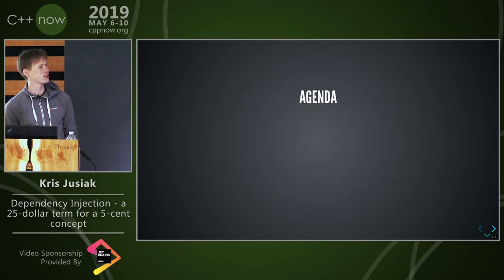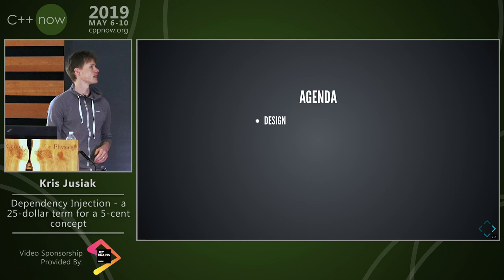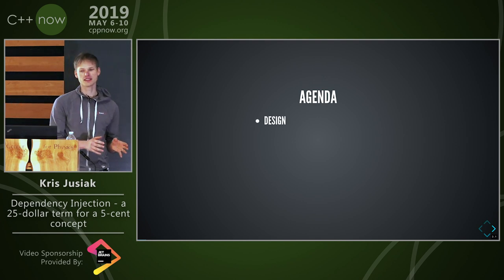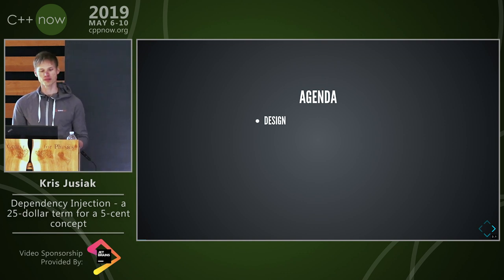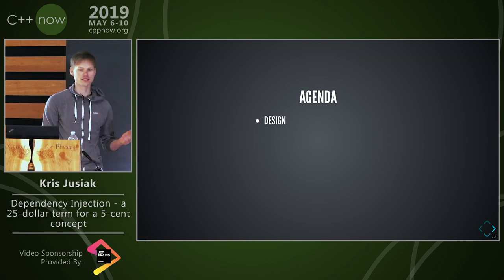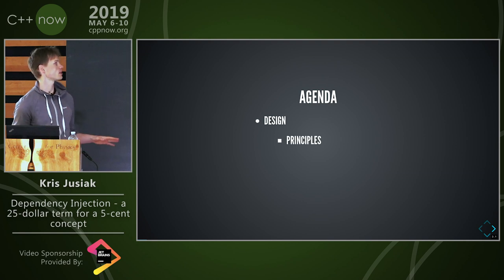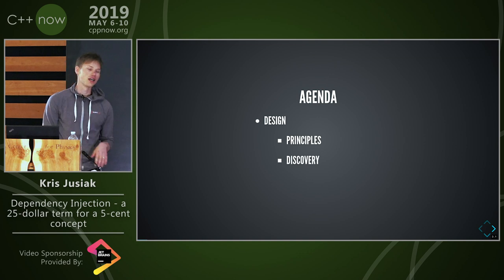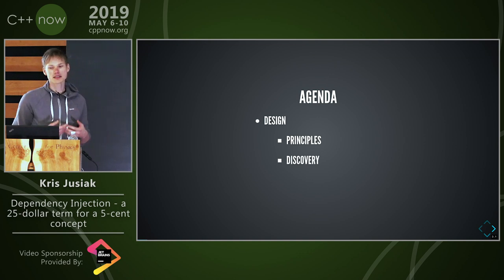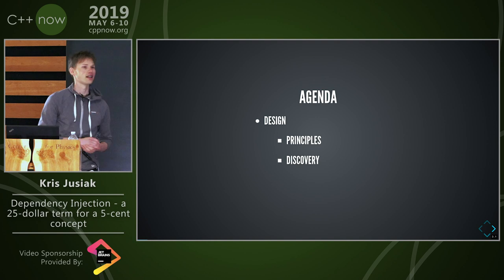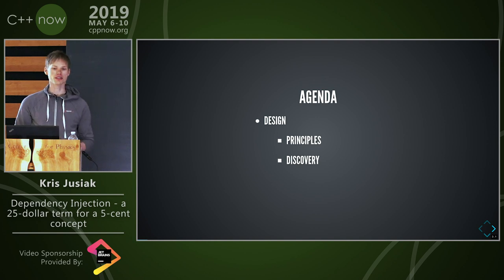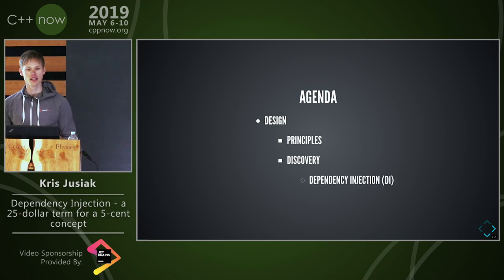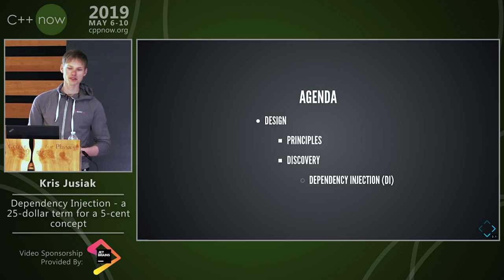Okay. So, quick agenda outline. In order to talk about DI, we have to talk about design a bit, because it's related: design patterns and all this stuff. So we'll talk briefly about principles, just to introduce DI. We'll do the discovery of the best way of implementing this requirement, which is how to increase the number of developers using DI. So we'll talk about dependency injection in that context.